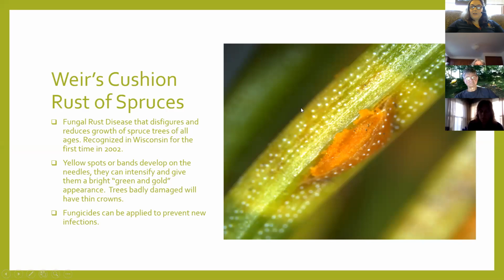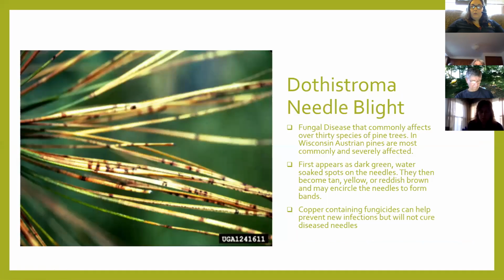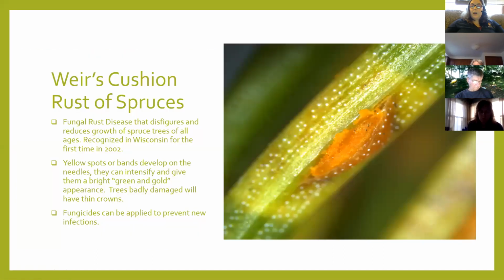Fungicides can be applied to prevent new infections, but just like with the Dothistroma needle blight, with this type of rust it's only to prevent new infections. So it's not something that's going to cure it, but it's going to slow that process down.